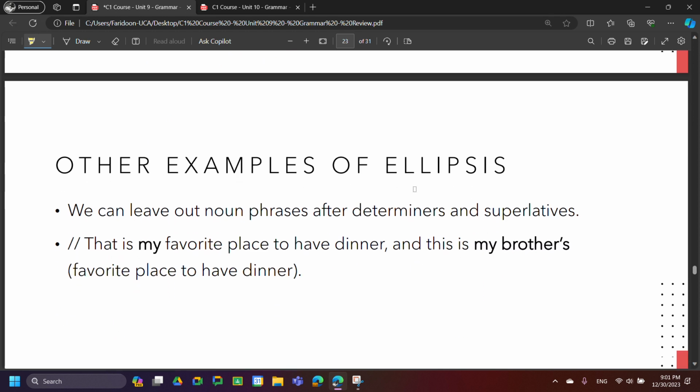Okay, other examples of ellipsis. We can leave out noun phrases after determiners and after superlatives. Example, that is my favorite place to have dinner, and this is my brother's. It can be done in here, but of course, the full version would be like, and this is my brother's favorite place to have dinner. We're not saying it because it is kind of already repeated. People know what you're talking about, okay? People know what you're talking about. Okay.